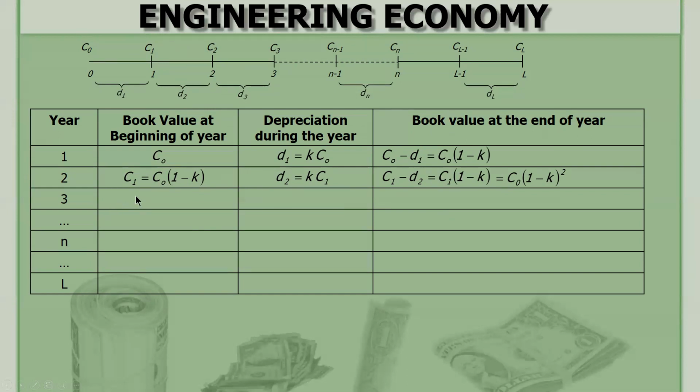And for the third year, at the beginning of the year, we have this one. C sub 2 is C sub 0 times (1 minus K) squared. The book value at the end of year 2 will be the book value at the beginning of year 3. So this will be D sub 3 equals K times the book value at the beginning of year 3, C sub 2. And at the end of year 3, the book value will be C sub 2 minus D sub 3.